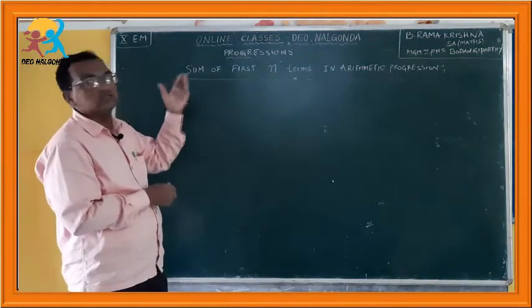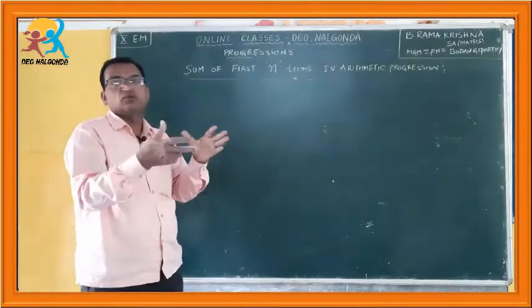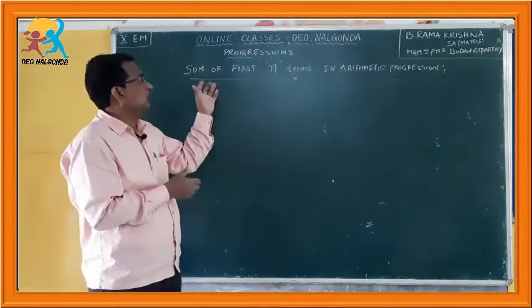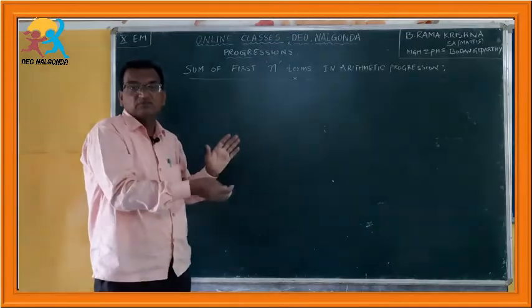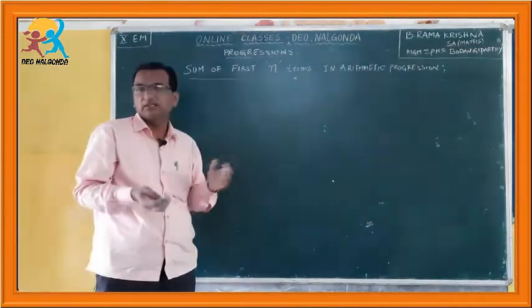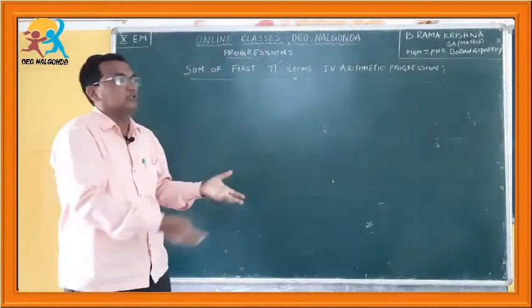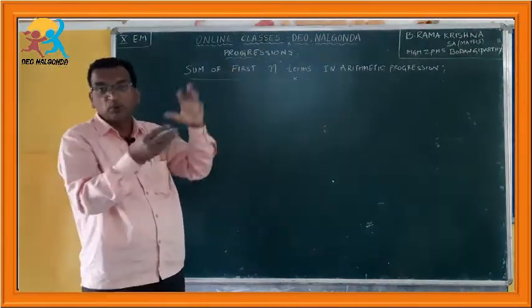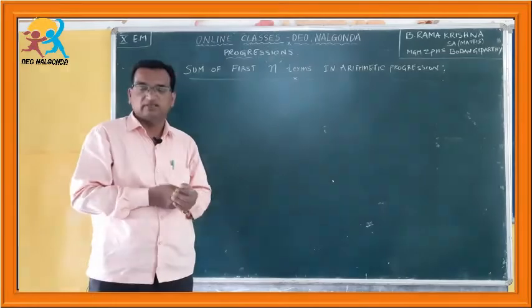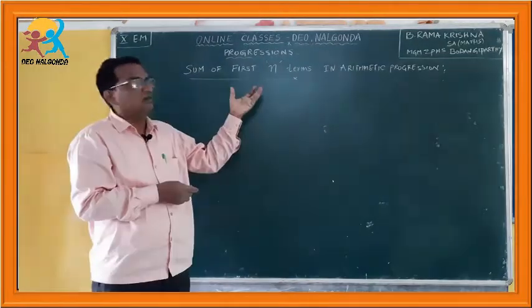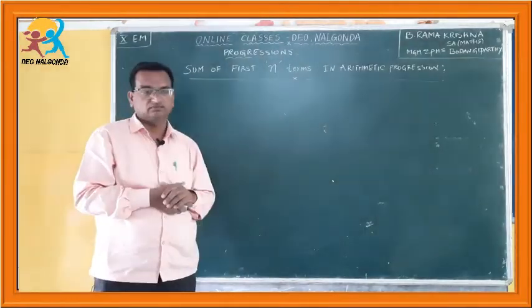What is the meaning of this sum? Sum means total. Total of what? First n terms. What is n? n can be any number: first 2 terms, first 3 terms, first 4 terms, like that. So the total of the first n terms. How to find that? This is the topic we are going to discuss now.